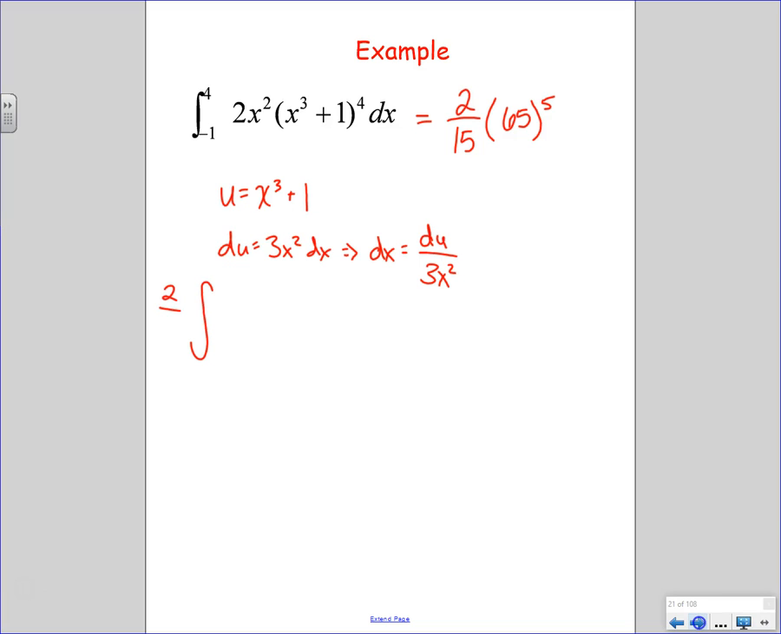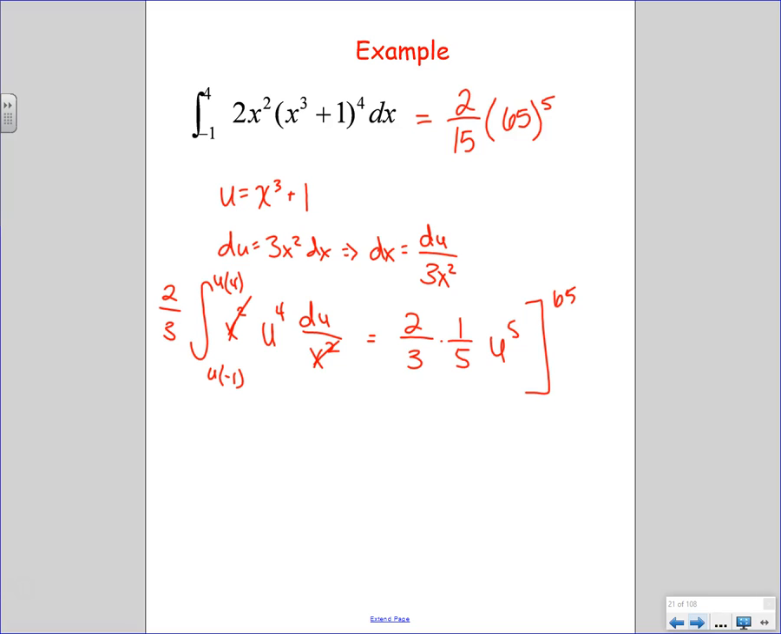Integrate the u to the 5th, or u to the 4th. One-fifth u to the 5th. You don't have to use U-bounds, you could go back to X's, but if you were using U-bounds, because sometimes the AP forces it, 4 cubed is 64 plus 1 is 65. Negative 1 cubed is negative 1 plus 1 is 0.